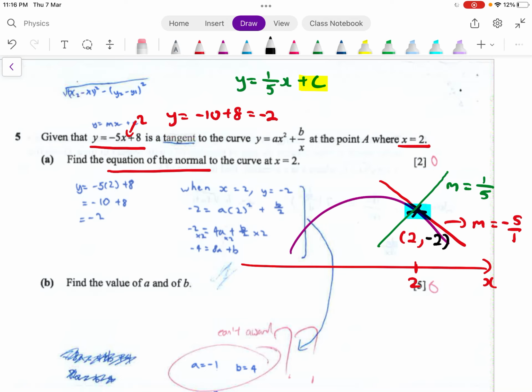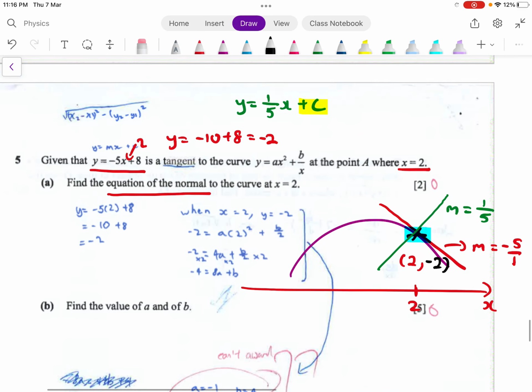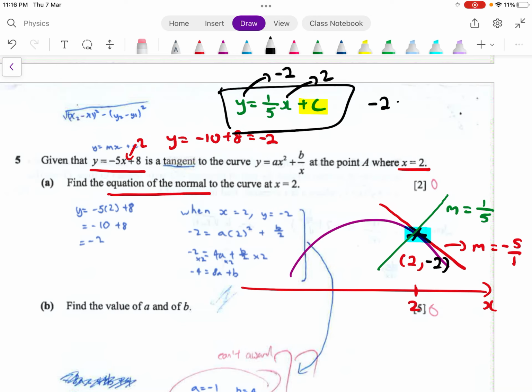To determine your c, you simply sub inside. This y you sub negative 2, this x you sub positive 2. So negative 2 equals 2 over 5 plus c. So your c is equal to negative 12/5. Meaning that the equation of the normal right here will be y equals 1 over 5 x minus 12/5. Done. So that is the equation of the normal.